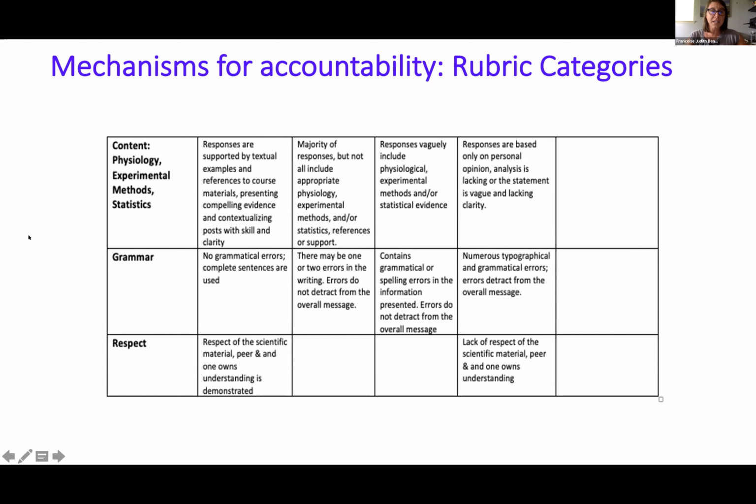And then lastly, we included a section on grammar and respect. We wanted it to be a safe space to have discourse. And also we wanted to promote professional communication. We know that a lot of students get very comfortable with their text message language, and we wanted to avoid that and help them move towards being able to communicate well in their postgraduate work.